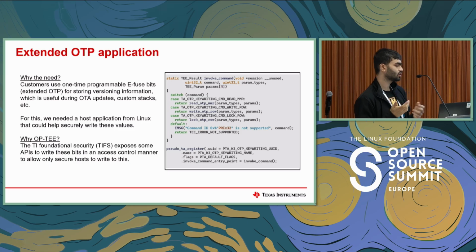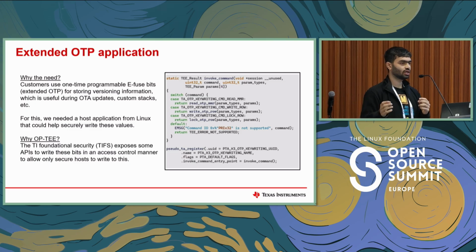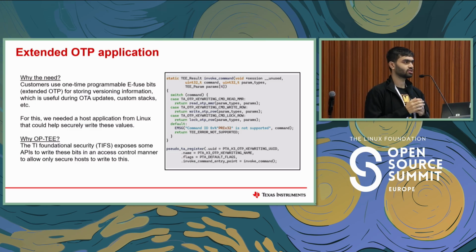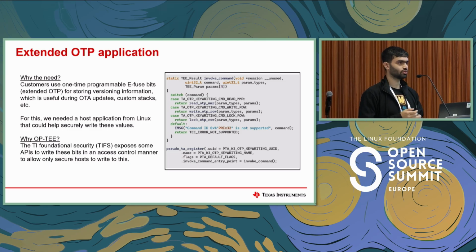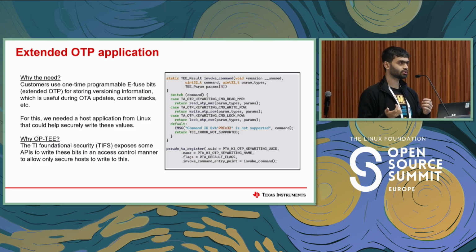What is an extended OTP application? Basically, these are extended efuses that we have on our K3 SoCs. These can be programmed for any use case, but since it's an efuse, we don't want it to be directly accessible by the non-secure world. So we had a mechanism where you can make a pseudo trusted application out of it and give the efuse access only to the secure world.